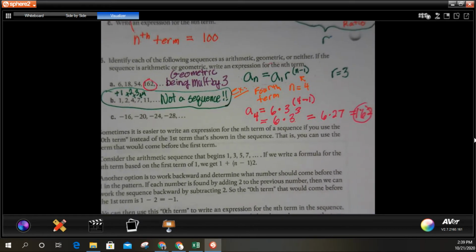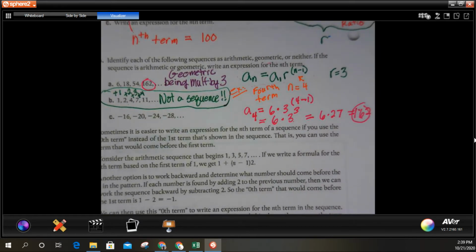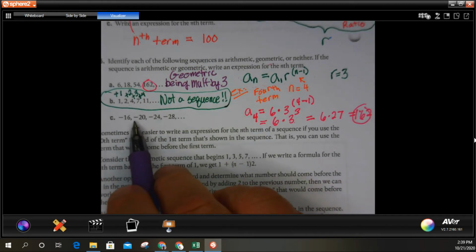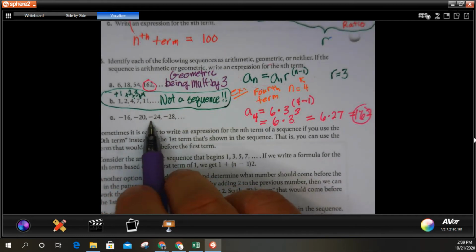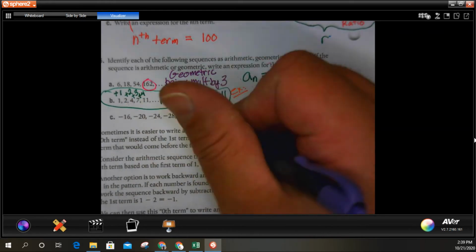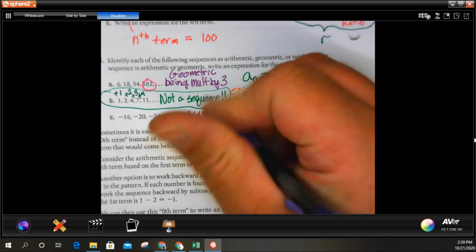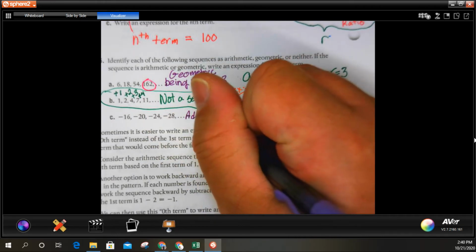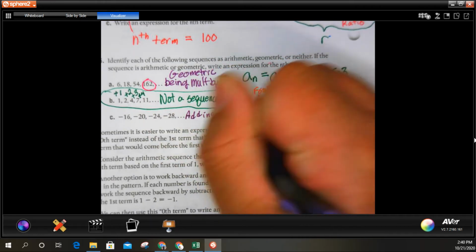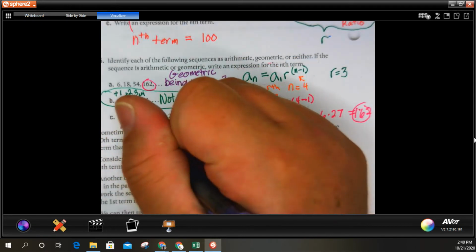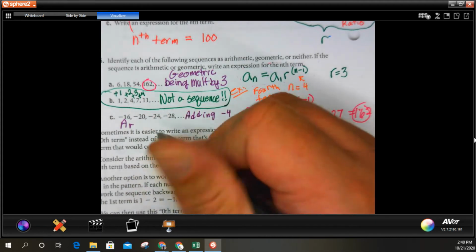All right, C: negative 16, negative 20. Oh, this one's easy. We're adding negative 4. Since we're adding the same number, this is an arithmetic sequence.